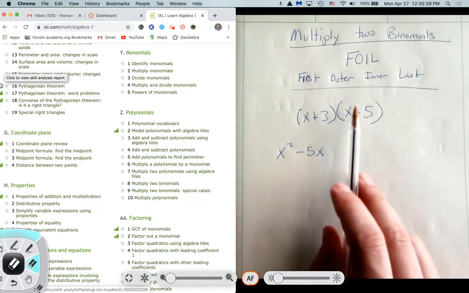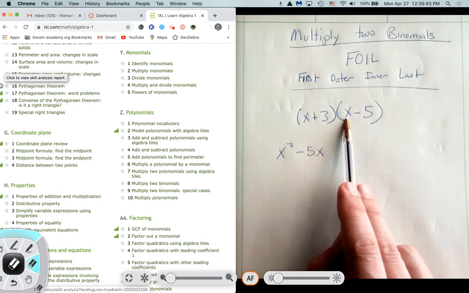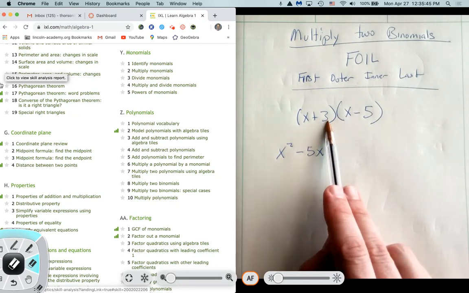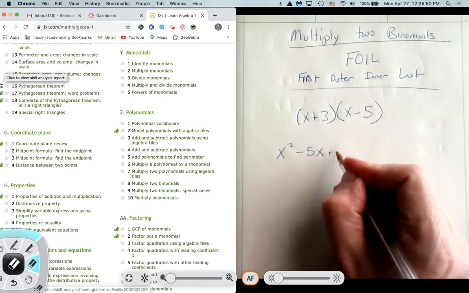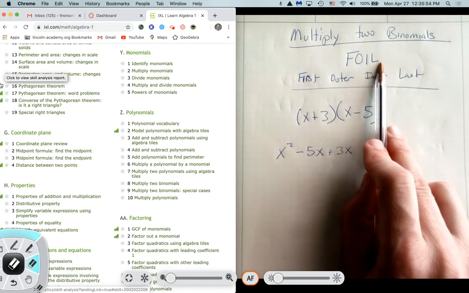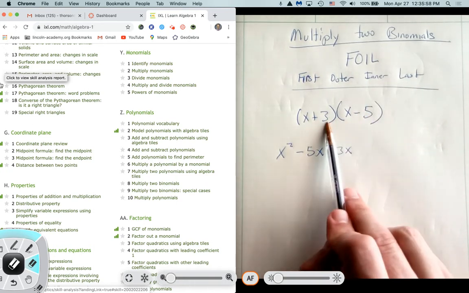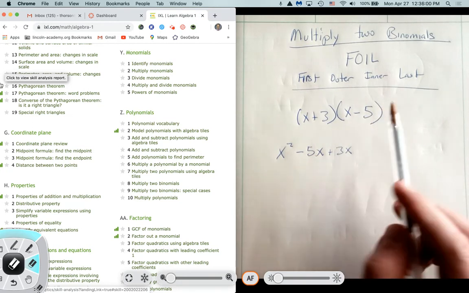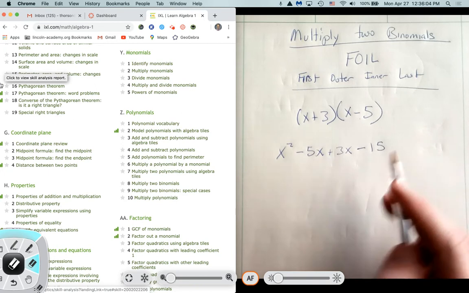That's the outer ones. Then I multiply the inner ones, the two inside ones that are next to each other, the 3 and the x. When I multiply those, I get a positive 3x. And then the last L stands for the last two, the last ones of the two binomials, the 3 and the negative 5. So I multiply 3 and negative 5, and I get negative 15.